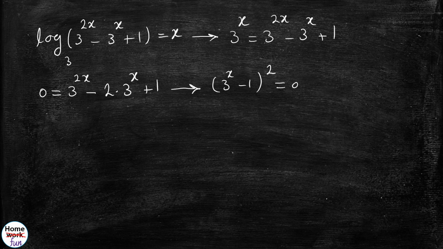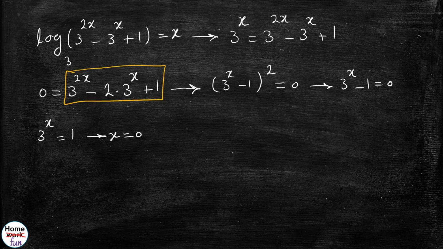And then inside the parenthesis, I can conclude must be 0. So 3 to the power of x must equal 1. Therefore, x must be 0. How did I understand that I can factor this into this?